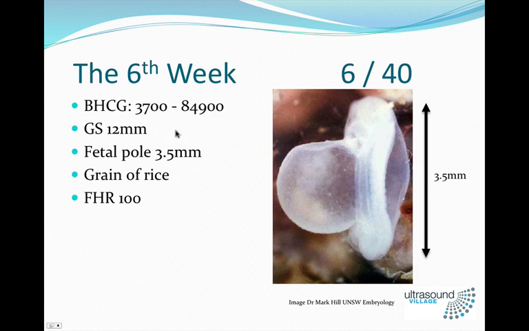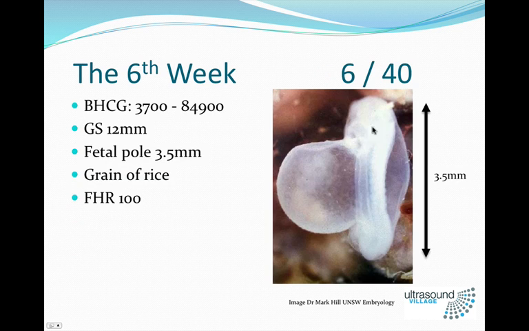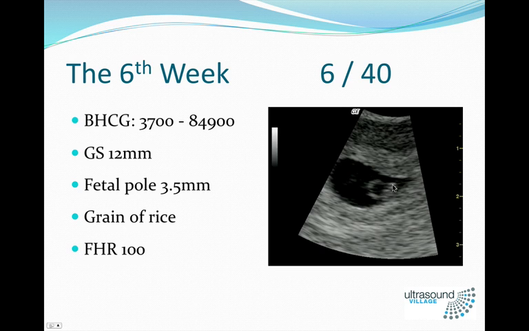Again, a big range of beta HCG. Gestational sac at this stage is 12 millimeters. The fetal pole, 3.5 millimeters, about the size of a grain of rice. The fetal heartbeat around 100. What does that look like on ultrasound? This is what it looks like. So let's go back here. Yolk sac, fetal pole, 3.5 millimeters. Grain of rice size, 6 weeks.